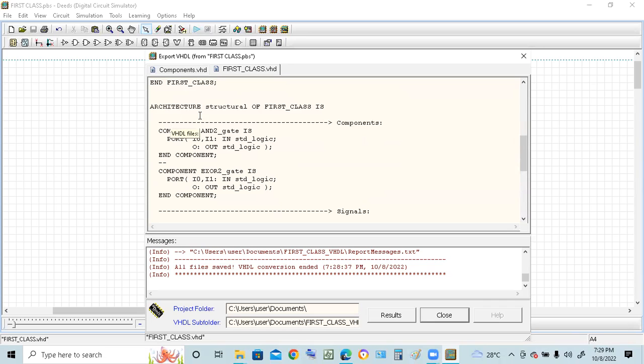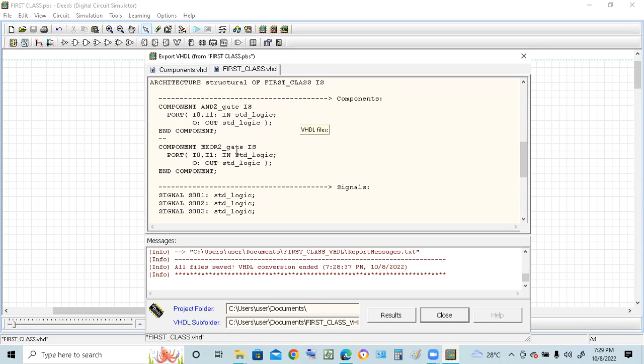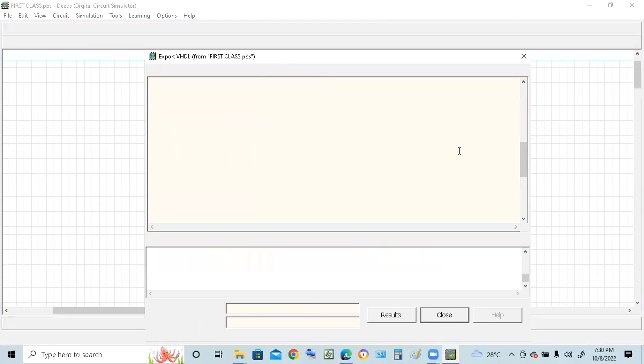Then if you look at the architecture, what does the architecture say? Component. How many gates did we use? How many gates we use, people? Two gates. Which two gates we use? We use an AND gate and an XOR gate. Yeah, XOR gate. Yes. All right. So see both of them right here.